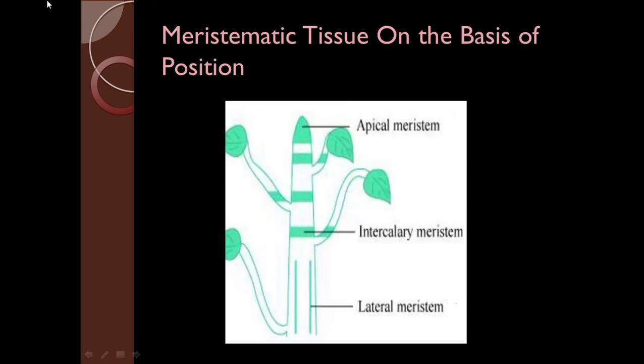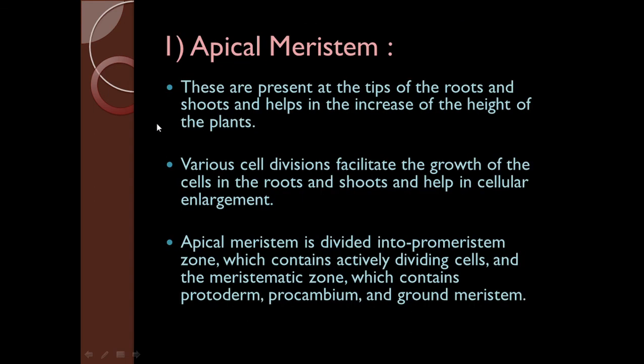The next criteria is classification of the meristematic tissue on the basis of position. These are classified into three types: apical meristem, intercalary meristem and lateral meristem. So the first type is apical meristem. These are present at the tips of the roots and the shoots.